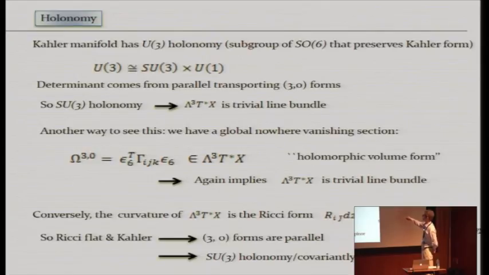Another way to see this, there are multiple ways to see this: we can actually write down a global section of this line bundle, which is nowhere vanishing, and therefore it trivializes the line bundle. What is it? Well, I take epsilon 6, and now I take another bilinear. In between, I wedge it with gamma ijk, where i, j and k are holomorphic indices and totally antisymmetrized. So this is actually a (3,0) form, wedged with dz1, wedge dz2, wedge dz3.